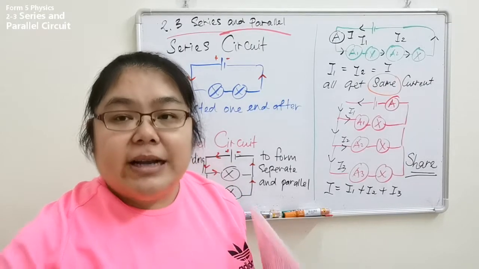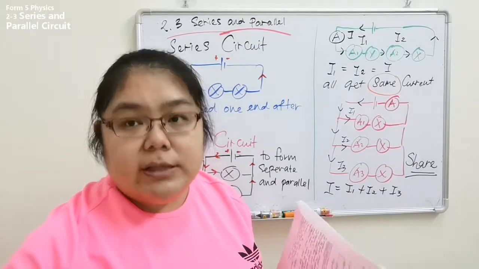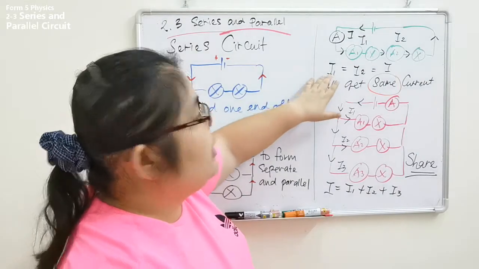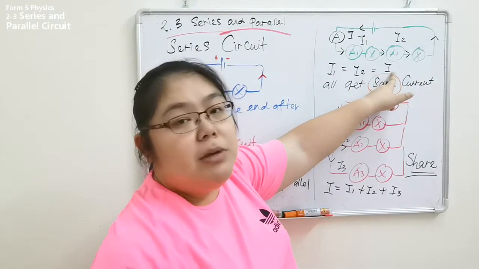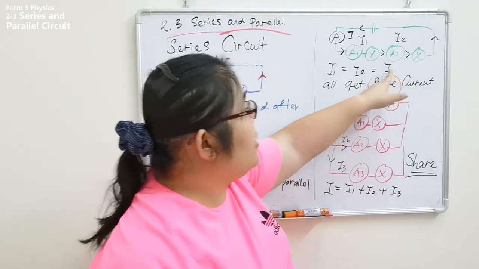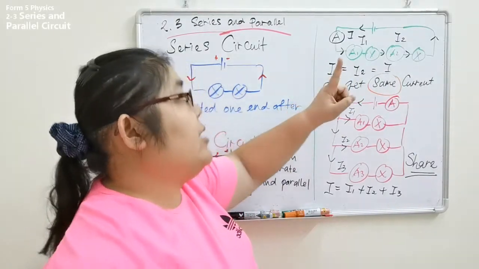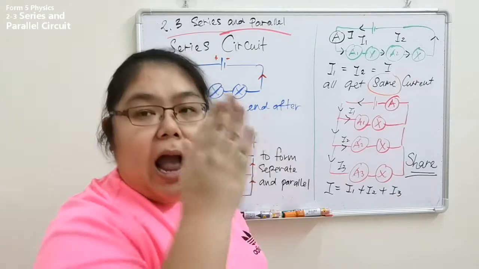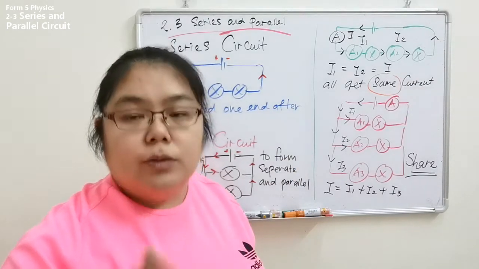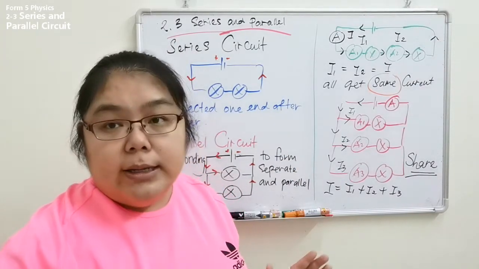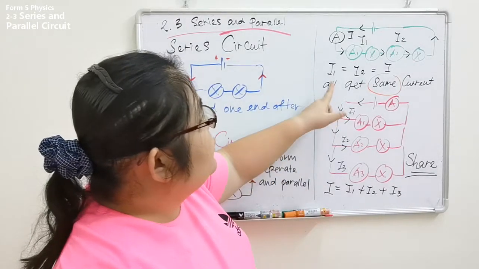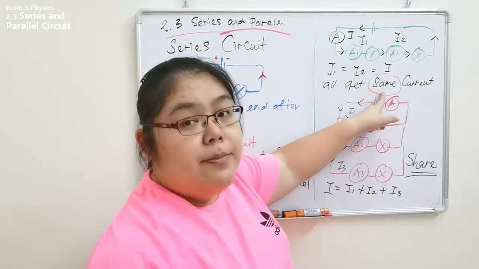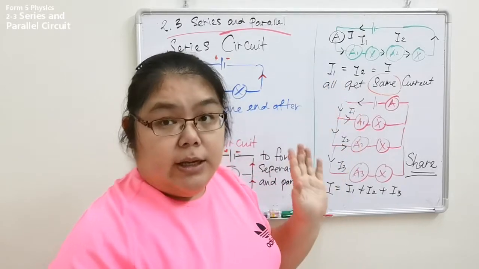So that one is the current characteristic in a series circuit. From here we can write the equation. I means total current. Total current equals the first current and also equals the second current. If you join 3 bulbs, it means I equals I1 equals I2 equals I3. So all will get the same current for the series circuit.